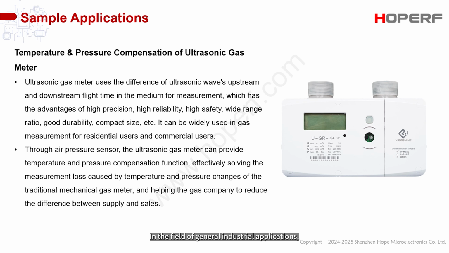In the field of general industrial applications, pressure sensors are widely used in ultrasonic metering instruments. Due to the thermal expansion and contraction of gases, when ultrasonic gas meters measure gas flow, there will be some loss. Pressure sensors can accurately measure the pressure and temperature of the gas in the pipeline, thereby providing temperature and pressure compensation for ultrasonic flow meters. This can effectively reduce the measurement loss of the ultrasonic flow meter.